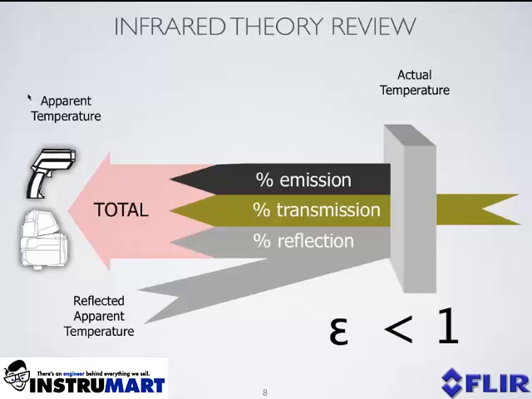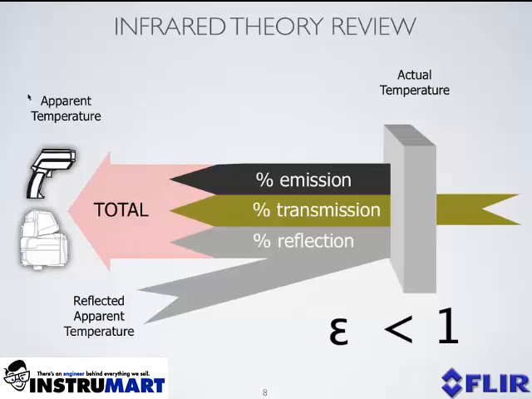Now, transmitted radiation is that radiation which passes through the target of interest. This is much like seeing light pass through glass. Reflected radiation is radiation from a surface or a source in front of the target of interest that reflects off the target of interest. This is like seeing your image reflected in a mirror. The temperature that is associated with this reflected temperature is known as reflected apparent temperature, and sometimes it's known as T reflected or T background as well.